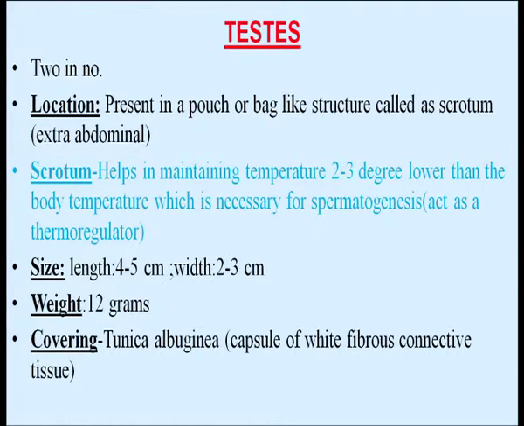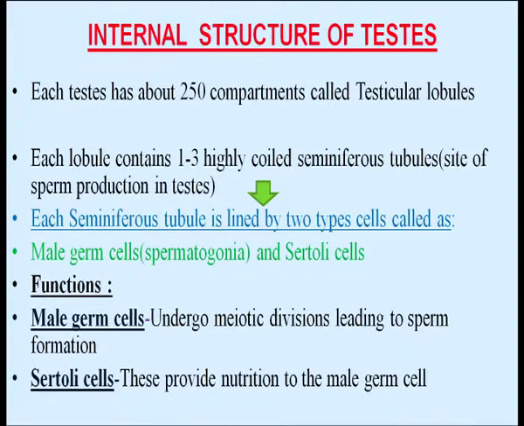Now, what is the size of testes? The length of the testes is 4 to 5 centimeter and width 2 to 3 centimeter. Each testis weighs about 12 grams. Covering: tunica albuginea, which is a capsule of white fibrous connective tissue, is the covering of testes. Now, we will talk about the internal structure of testes. Each testis has about 250 compartments which are called testicular lobules, and each lobule contains 1 to 3 highly coiled seminiferous tubules which are the site of sperm production in testes.